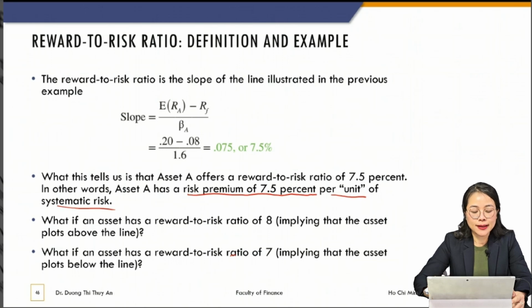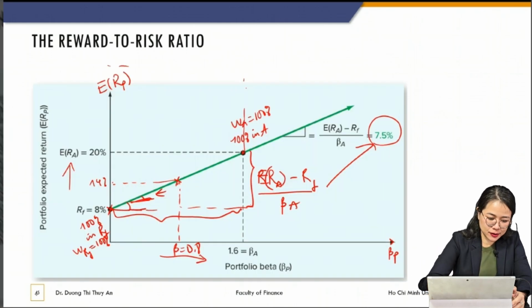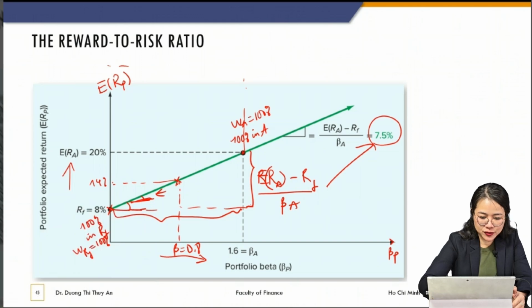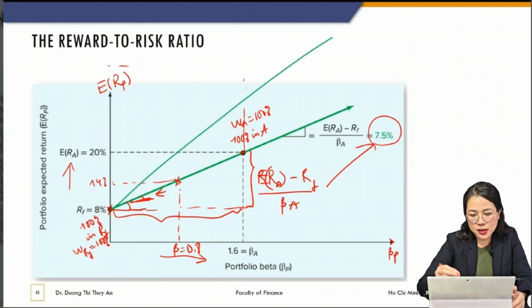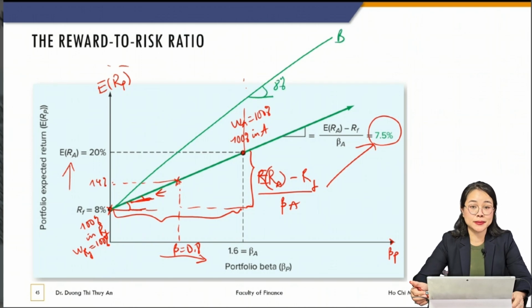Okay. What if an asset had a reward to risk ratio of 8%? Basically, this is the line A. For example, this is asset B, and this is the slope. This is 8%. What happened?